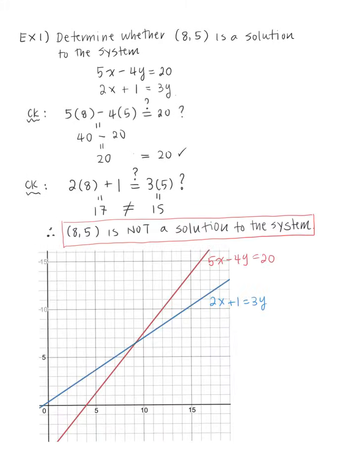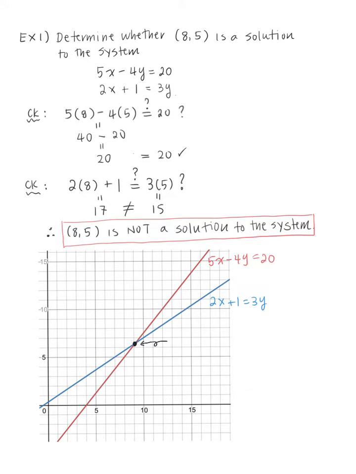Let's take a look at this graphically. The first red line is the equation 5x minus 4y equals 20, and the blue one is 2x plus 1 equals 3y. Now, again, the solution is where the two lines meet. So let me just jot down where that is. It looks like this is going to be the solution here.